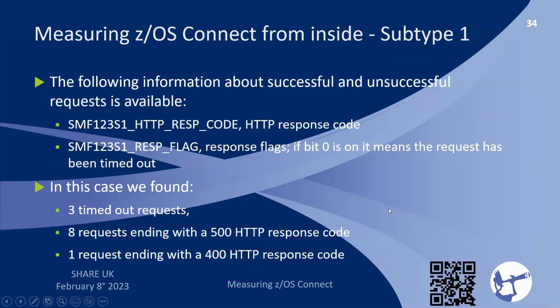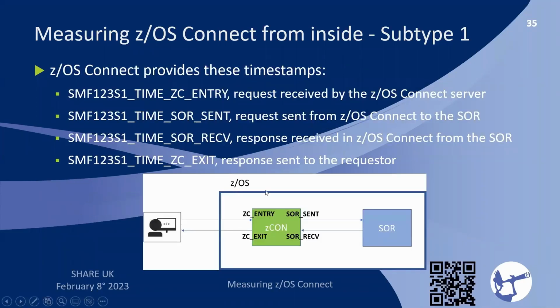Then you may collect information about successful and unsuccessful requests. So you have the response code and response flag. Here it's important to know that if this bit is 0, it means that the request has timed out. In the example that we are going to show on the next page, we had 3 timeout requests, 8 requests ending with a 500 HTTP response code, and just one request ended with a 400 response code. That is not represented, but it's just to give you the information that you may have there.